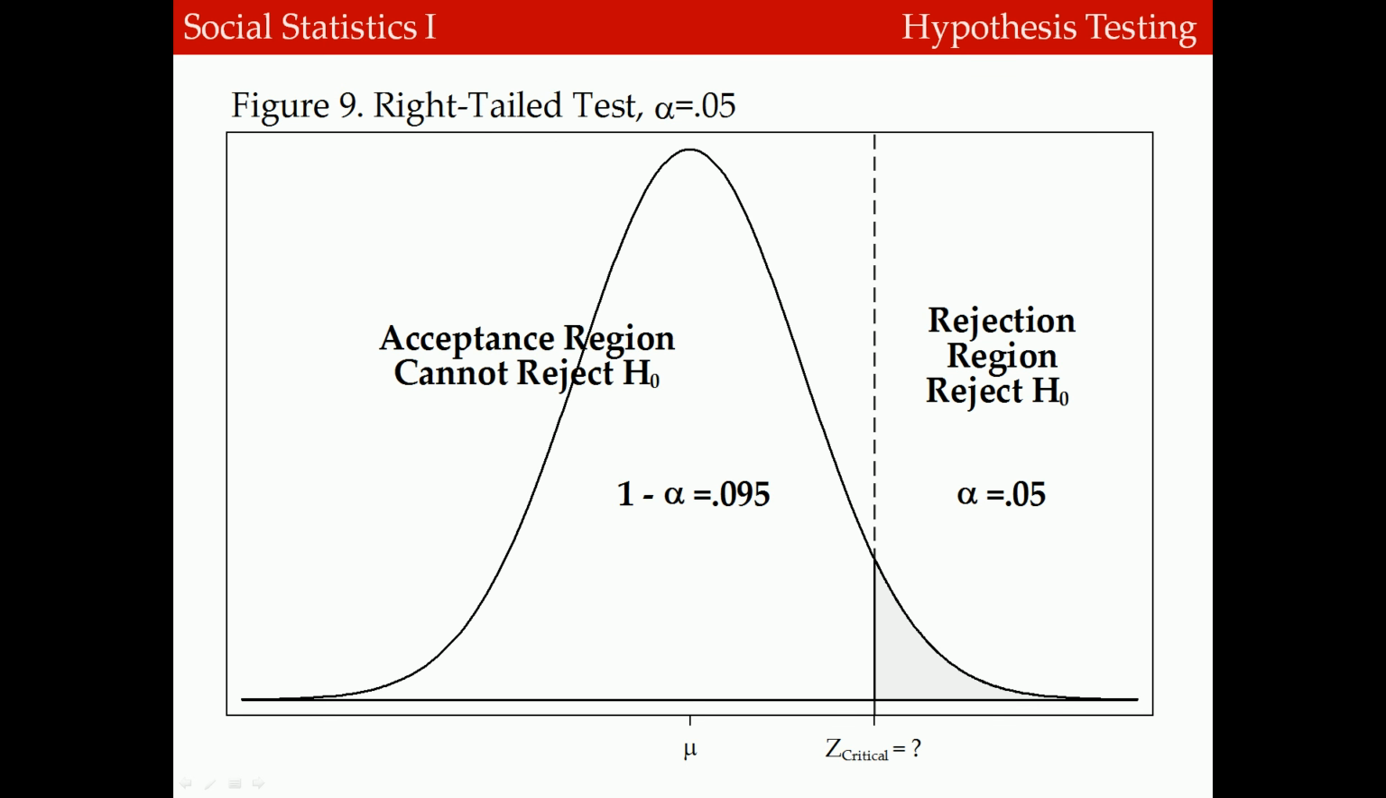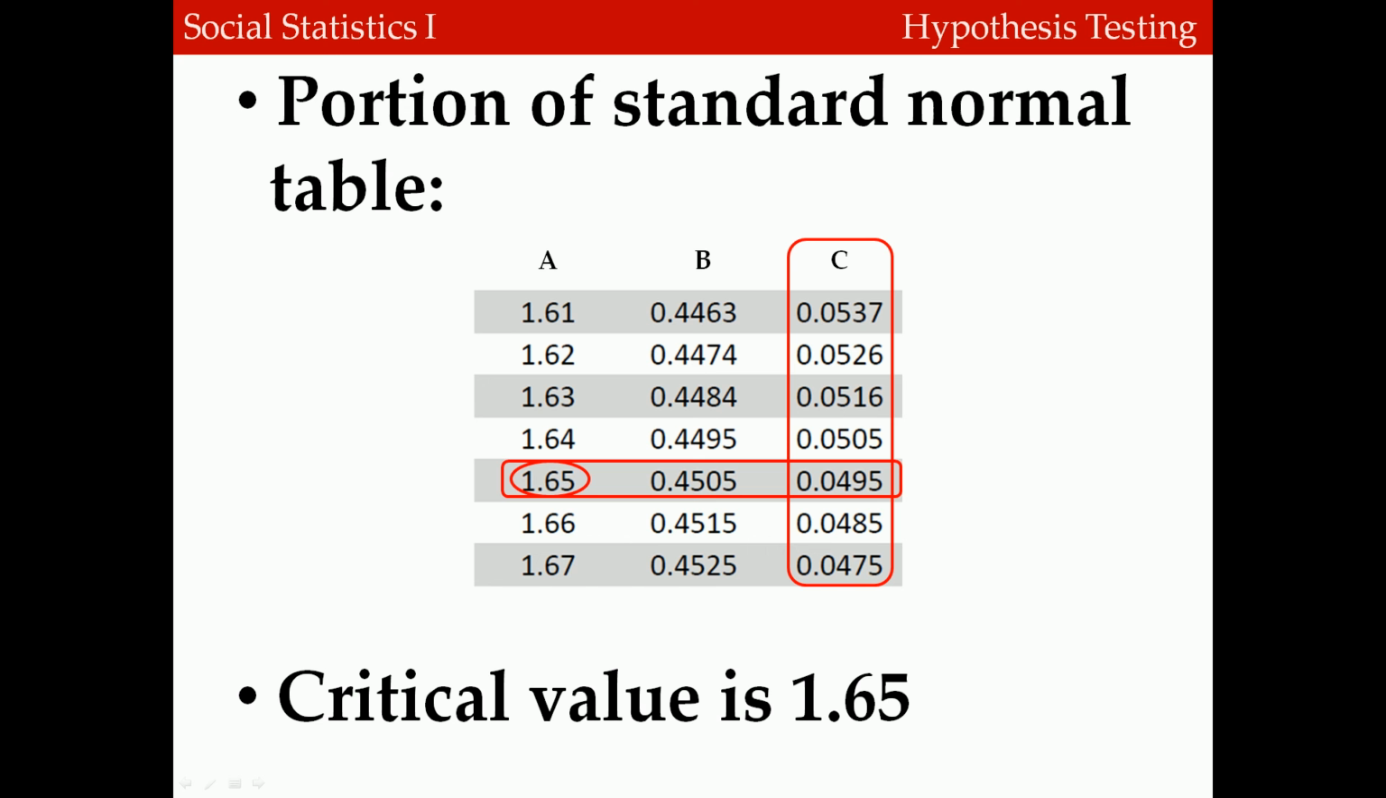You can see that an area in the right tail of the distribution of 5% defines our rejection region. So what we're looking for is a critical value that includes 5% of the area under the normal curve. If we look that value up in column C of the table, we're trying to figure out which z-score is the first to include a value of 0.05. The first one to include 0.05, or something very close to it, is 1.65, and that's our z-score. So our critical value in this case is 1.65.